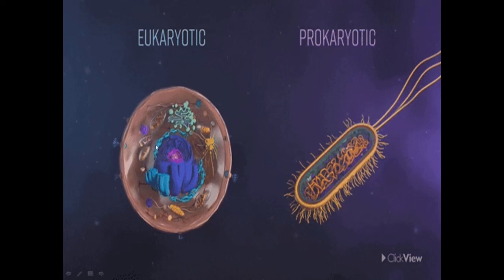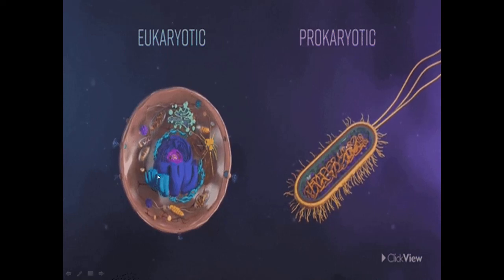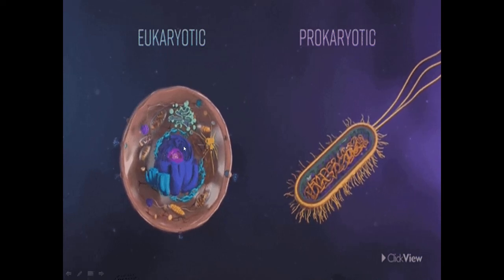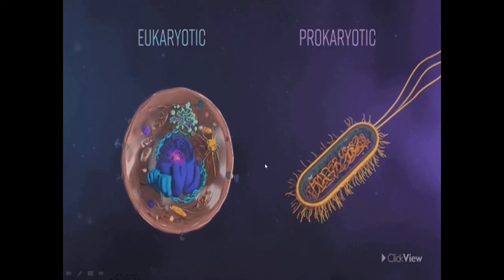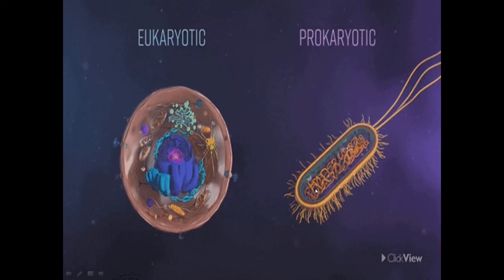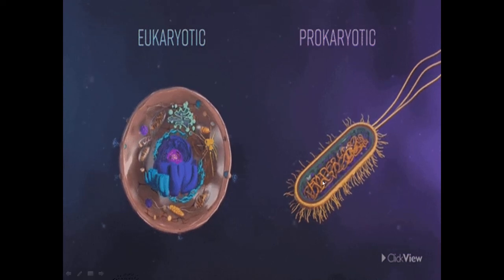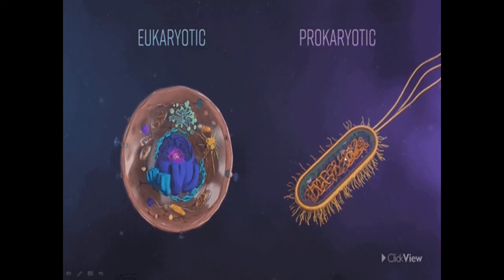Again, one more image of a prokaryotic cell and eukaryotic cell. So here you can observe there is a definite, prominent nucleus. Whereas in the case of prokaryotic cell, you can see the DNA is open. It is not enclosed in a definite structure.